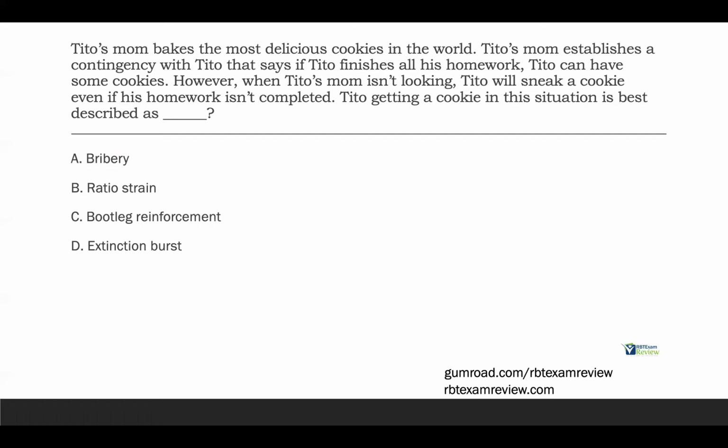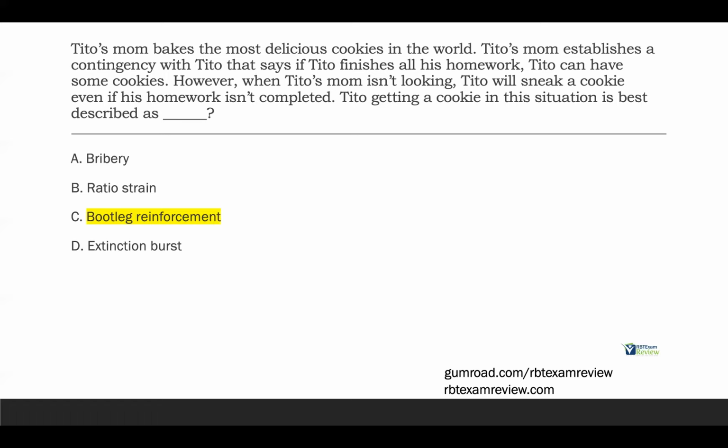So what is happening here? Tito's reinforcement is cookies. The contingency is if you do your homework, you get reinforced. However, Tito is getting access to these cookies without doing his homework. He's not completing the contingency. When this happens, we consider that bootleg reinforcement. When you get access to a reinforcer without actually completing or earning the contingency, that's called bootleg reinforcement.